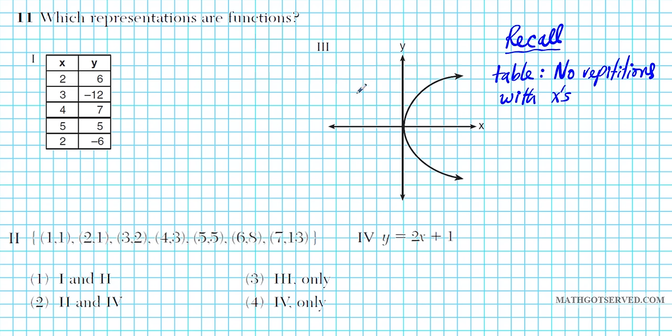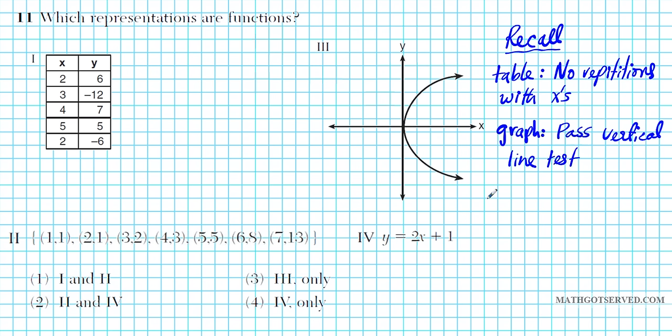How about a graph? If you're given a graph, your graph has to pass the vertical line test. If you draw a vertical line through every point in the domain of the graph, the vertical line has to intersect exactly once. Okay, so if it intersects exactly once, it passes the vertical line test.